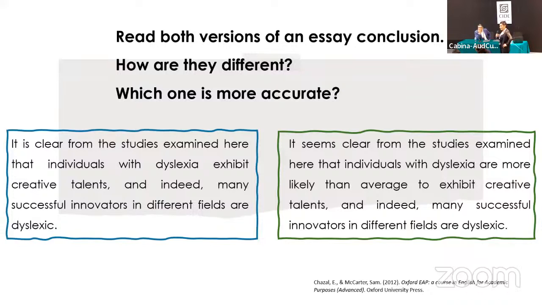Okay. It seems there's a difference there. One is saying this is what it is. So which one do you think is a strong claim? The first one, according to what you're saying. And the second one is more tentative. You said it seems, right? So which one do you think is more common in an academic setting? You think the first one?